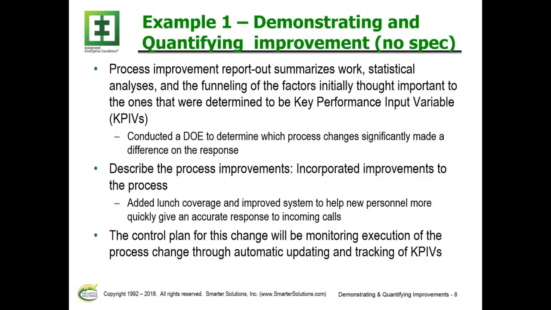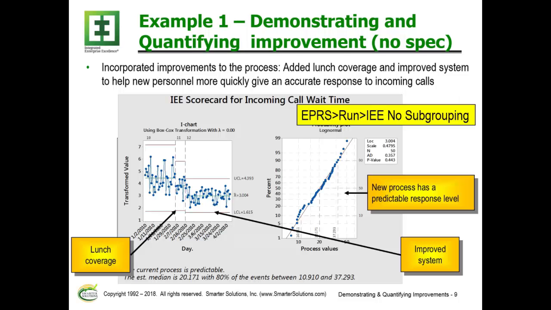We wanted to have in our report out a summary of the work that we did. In this case, we did a DOE. We described the improvements to the process, added lunch coverage, and so on. Then we wanted to have a control plan for making sure we didn't have a problem later down the road, or things might go back to where they were before.